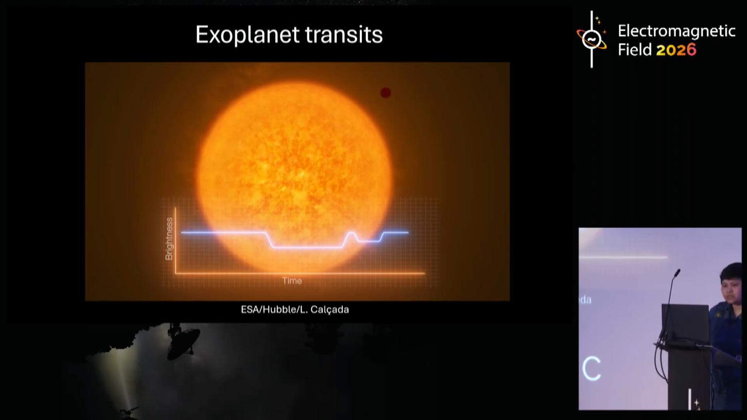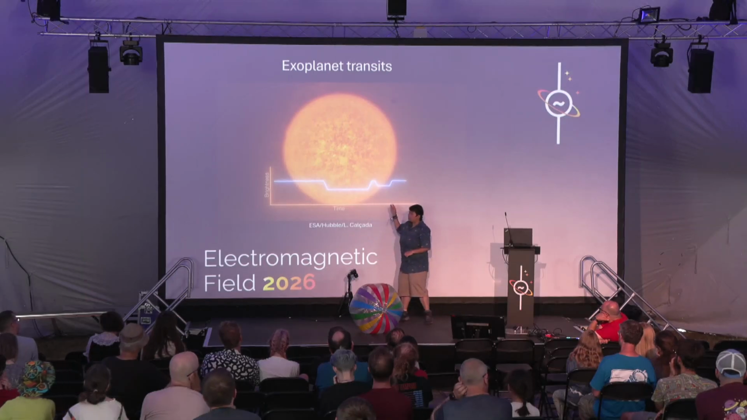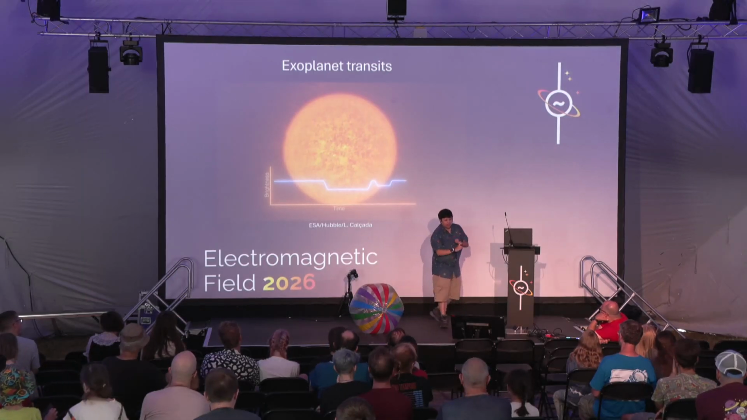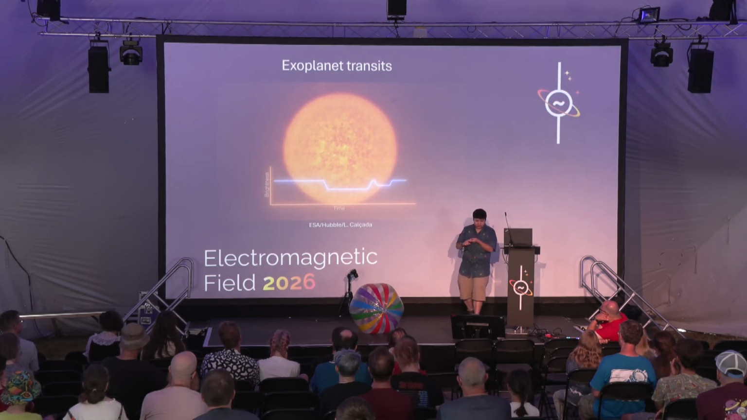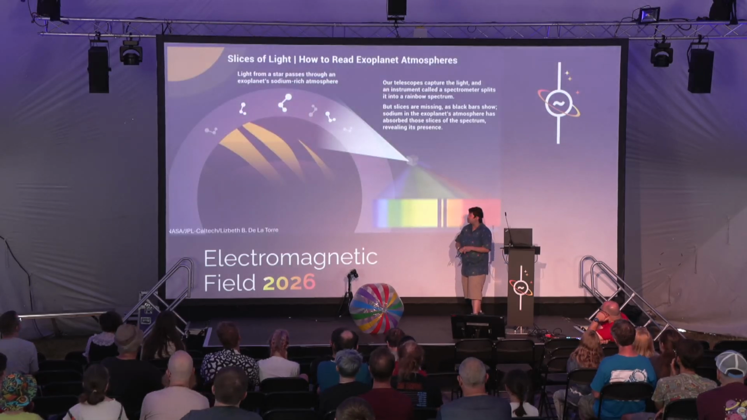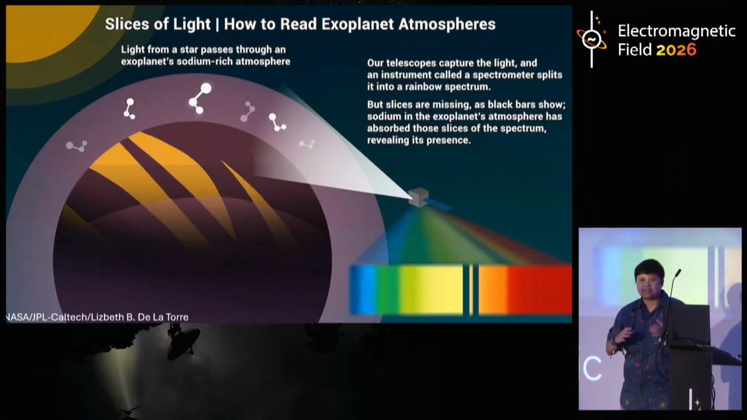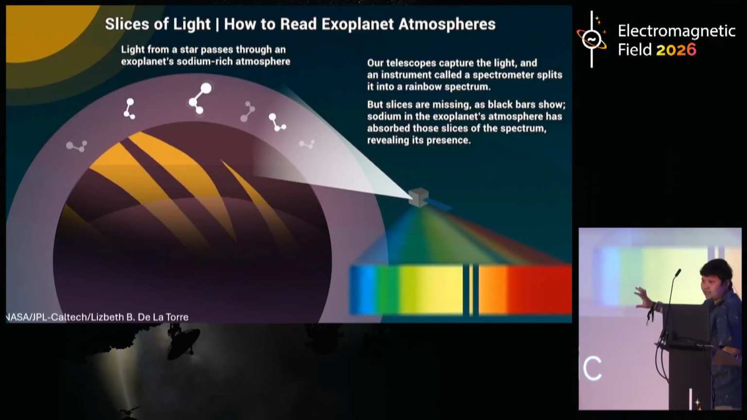And what is the point then? What can we do with these transits? Looking at how deep the dip is and how wide the dip is, we can figure out how far the exoplanet is from its star, how fast it's moving, how big it is, and we can also see if it has an atmosphere. And also what kind of gases are in its atmosphere, because we can analyze the light.